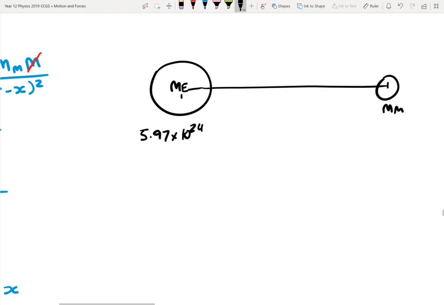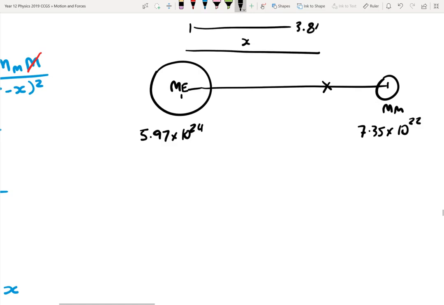Datasheet says 7.35 by 10 to the 22. And we're looking for X, knowing that R is 3.84 by 10 to the 8 meters. Now, let's just compare the Moon and the mass and the Earth and the mass.